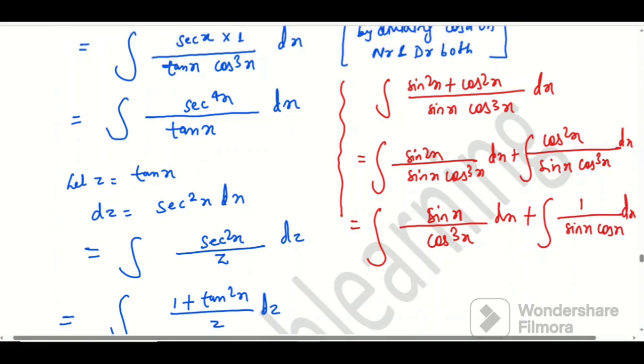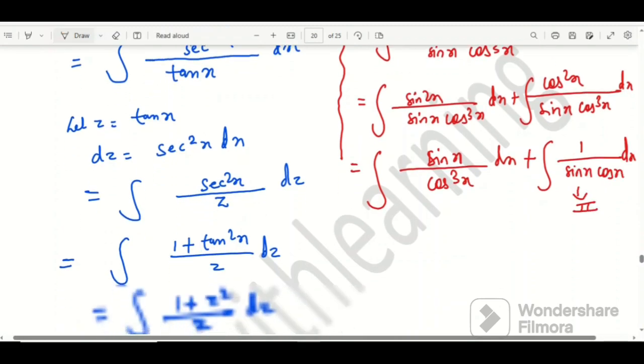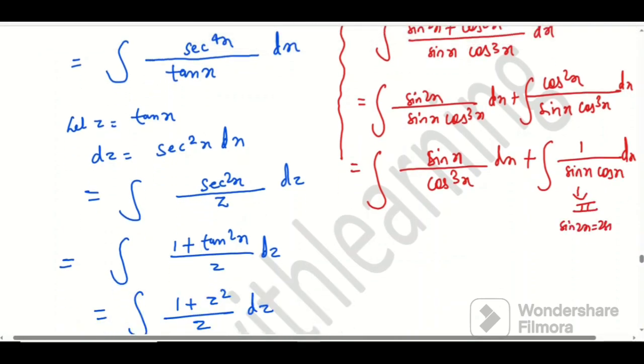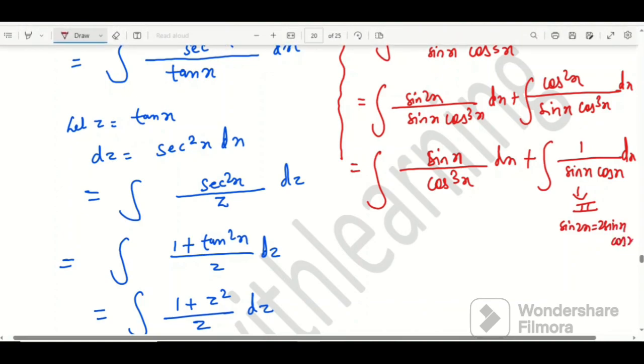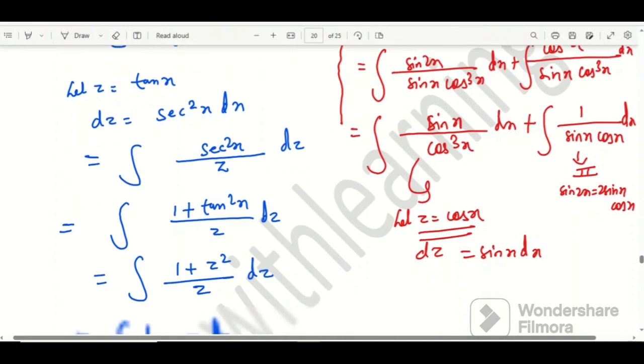Here, this second part, you can easily integrate by using the formula of sin 2x. This formula is sin 2x equals 2 sin x into cos x. And then 1 by sin 2x will be cosec 2x. You can easily integrate. And here you can use the substitution method. Let z equal cos x, and you can proceed in this way. Differentiation of this will be sin x dx. You can replace sin x dx by dz, and it will become 1 upon z cube. So you can solve it in this way.